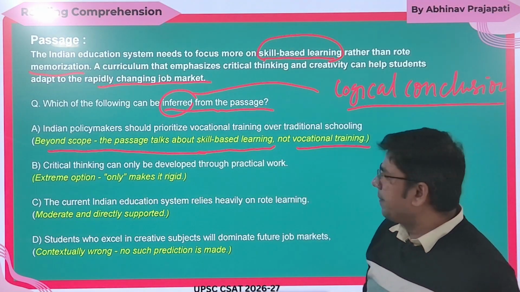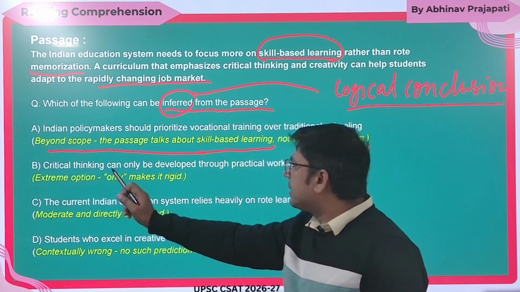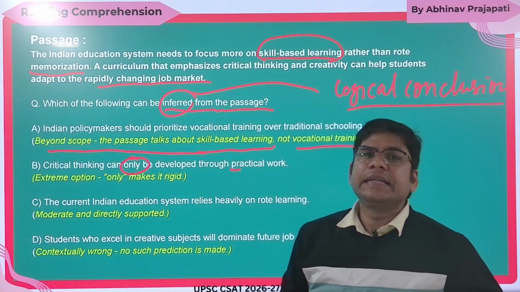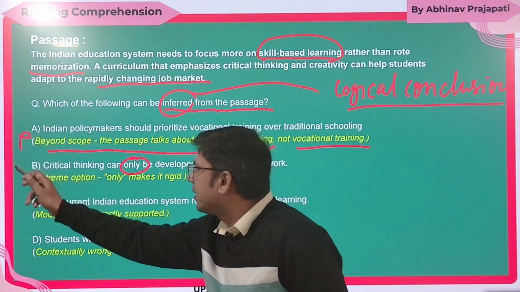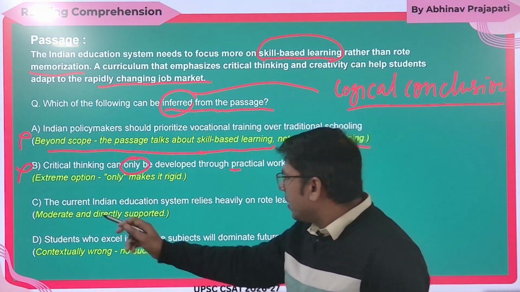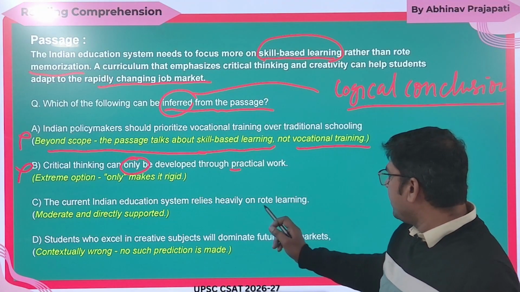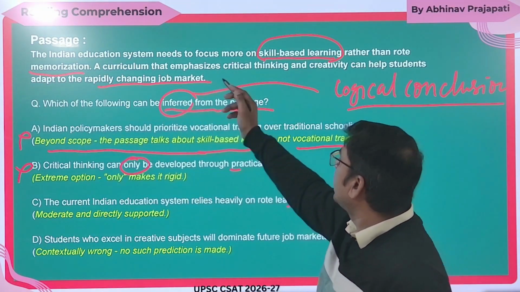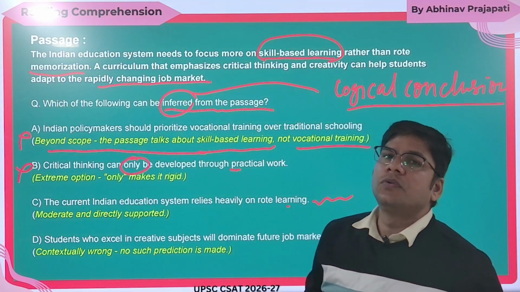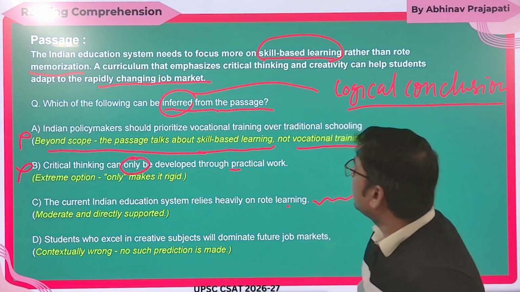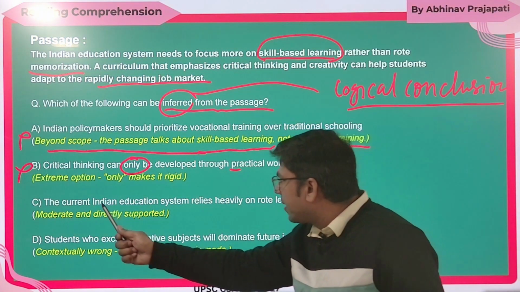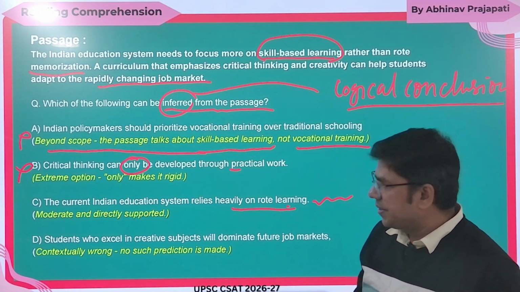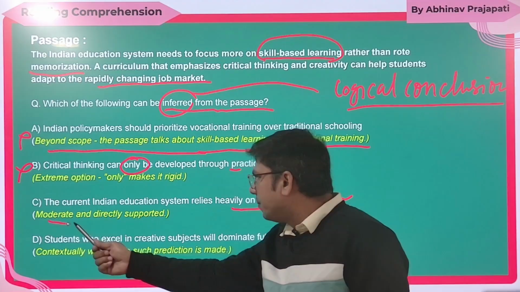Okay, now option B, critical thinking can only be developed through... It is using the extreme word "only", so we should avoid this. This is not correct. Okay, the current Indian education system relies heavily on rote memorization, so this is aligned. Because that's why the author is saying that the Indian education system should focus more on skill based learning rather than rote memorization. It means currently the Indian education system relies heavily on rote learning. So this is moderate and directly supported by the passage.